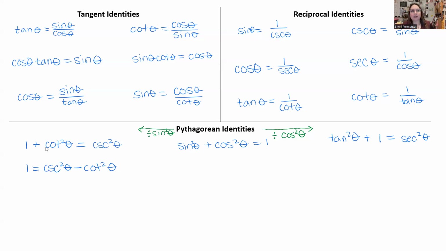What if I left cotangent but brought over the 1? So I could say cotangent squared is equal to cosecant squared minus 1. That's another way I could write it. I could leave cotangent over here, and I could subtract the cosecant. And so cotangent squared minus cosecant squared is equal to -1.